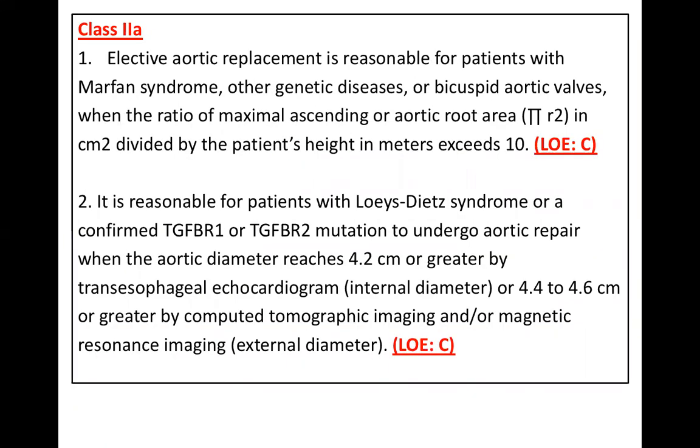Class 2A, elective aortic replacement is reasonable for patients with Marfan or bicuspid aortic valve when the ratio of maximal ascending aortic or root area divided by the patient's height exceeds 10. It is reasonable for patients with other genetic disorders to undergo aortic repair when the aortic diameter reaches 4.2 centimeters or greater by TEE, or 4.4 or 4.6 by CT or MRI.